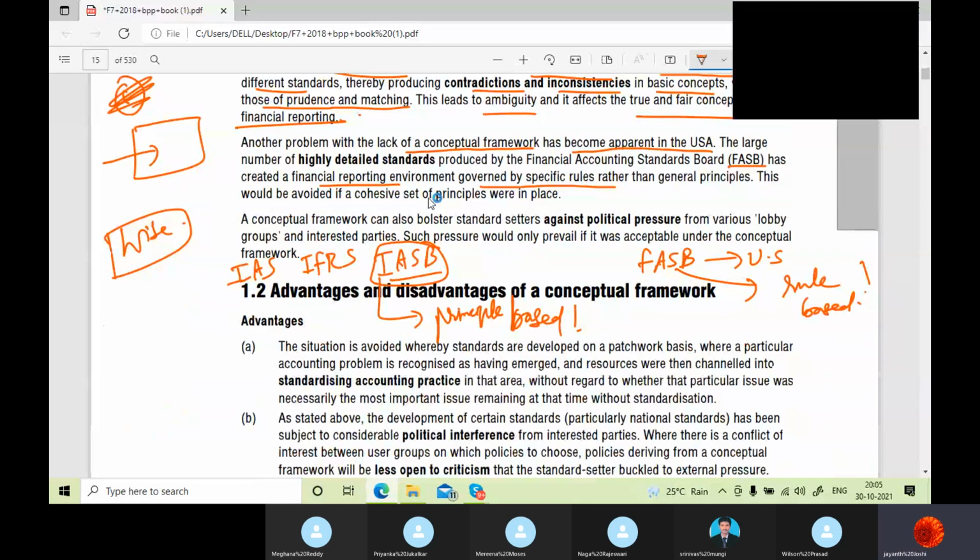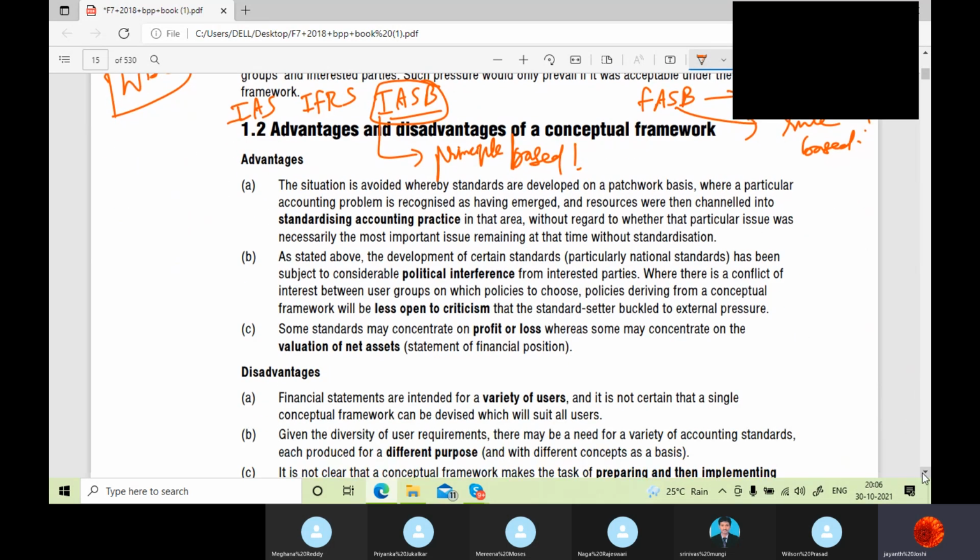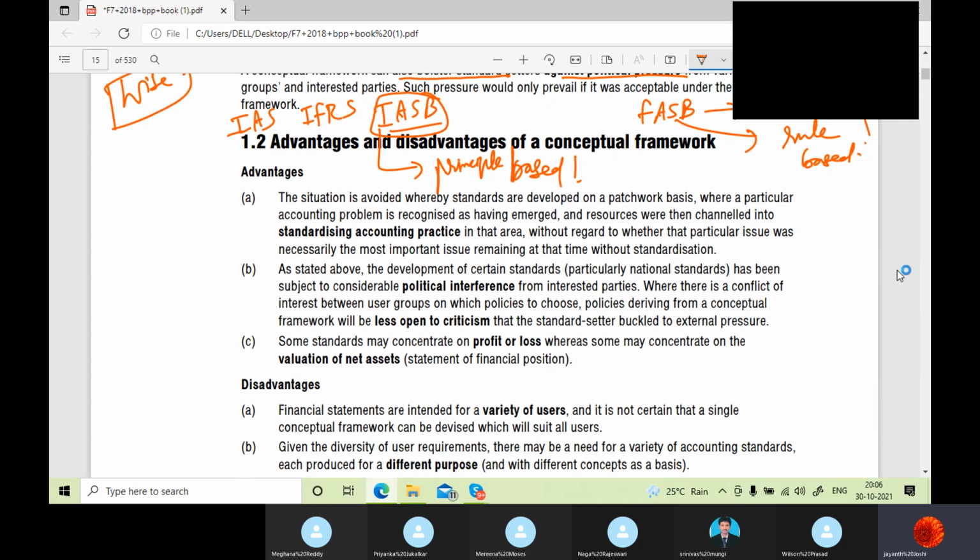Now, the last point which I was explaining to you: a conceptual framework can also bolster standard setters against political pressure. I said these international standards won't bow down to the political pressures of a country. If IFRS comes to India, they won't listen to Indian political people. That means they prepare the standards based upon the conceptual framework, not based upon political pressure.